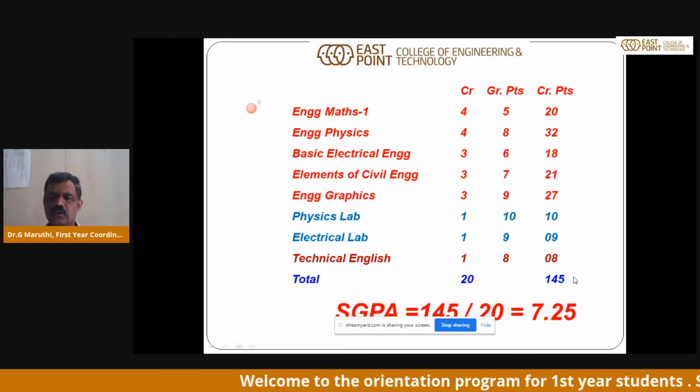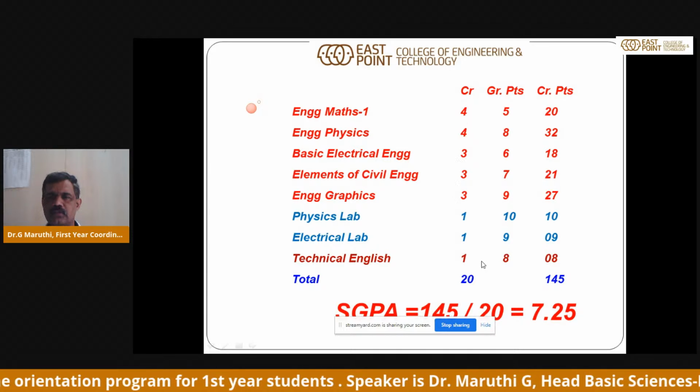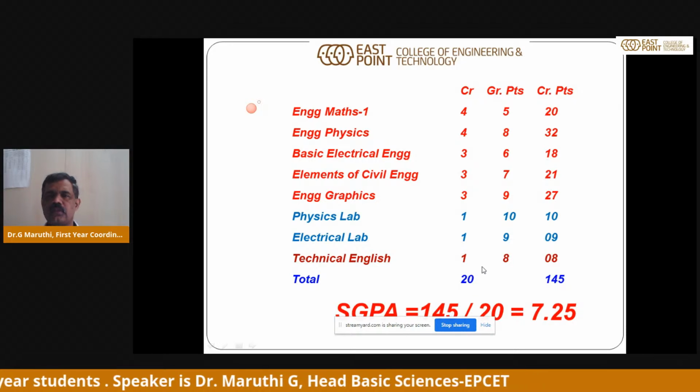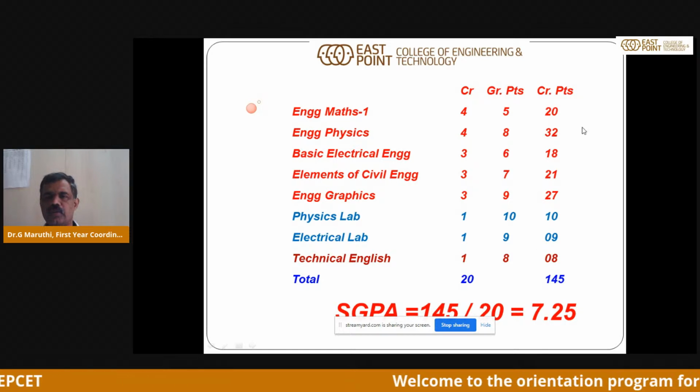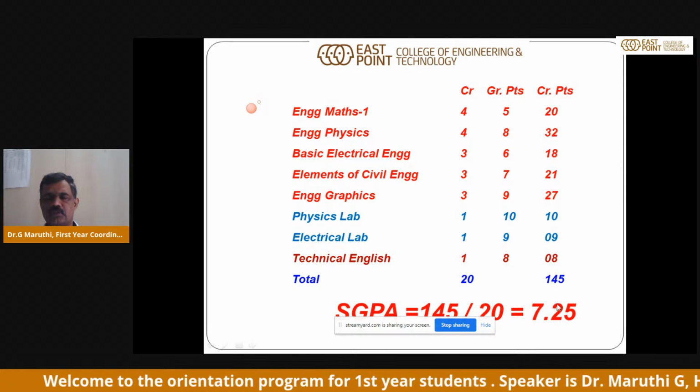All of you understood this? So the total credit points is 145. The total credits of all the subjects is 20. This denominator is the same for all the students. Okay, but the credit points will vary from student to student. It all depends upon how many marks you have scored and how many grade points you have scored in each and every subject. So based on this, the grade point average will vary from student to student.